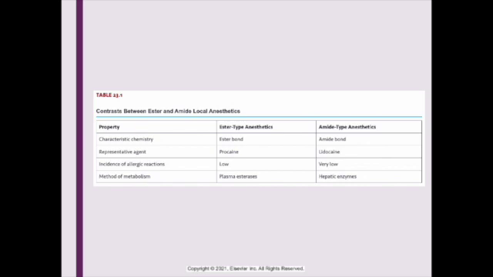You can see with this table a side-by-side contrast between the ester and the amide local anesthetics. I just want you to focus on where it says incidence of allergic reactions. The amide type anesthetics have a very low incidence, whereas the ester type anesthetics have just a low incidence.